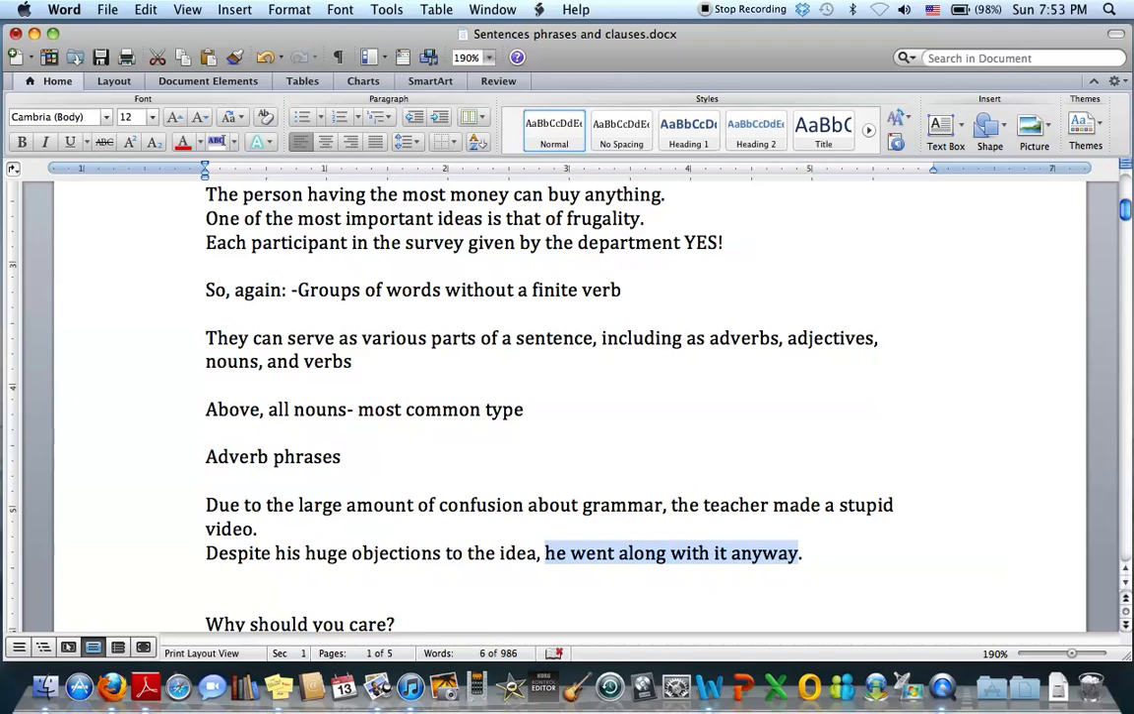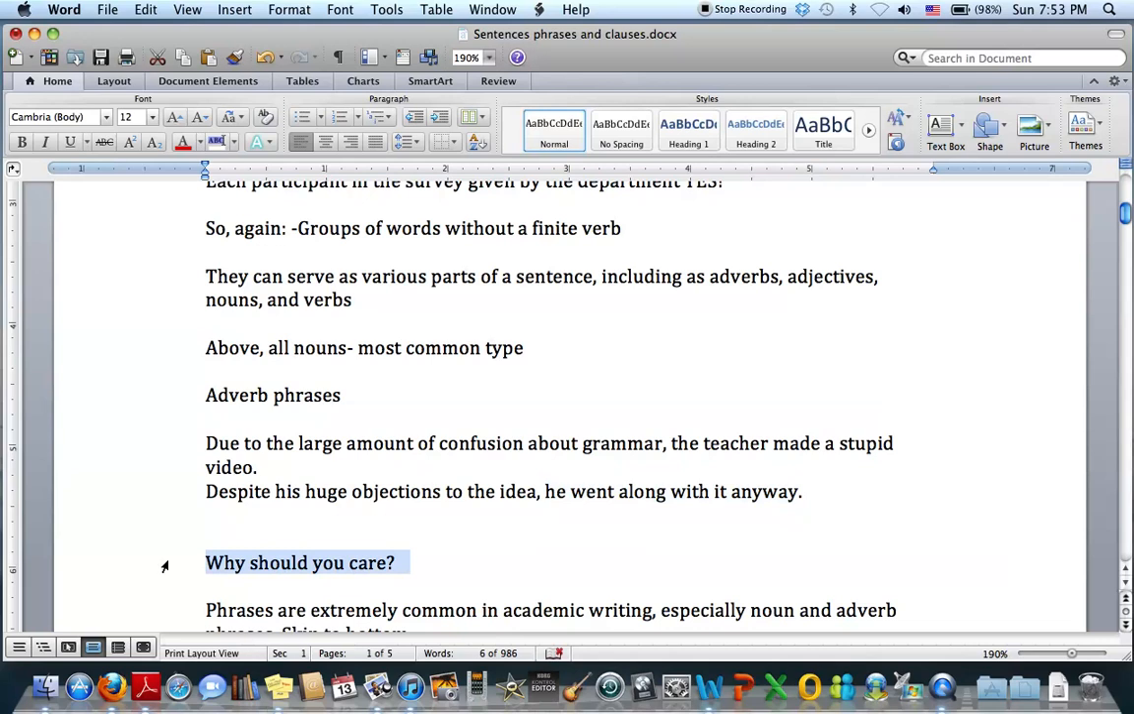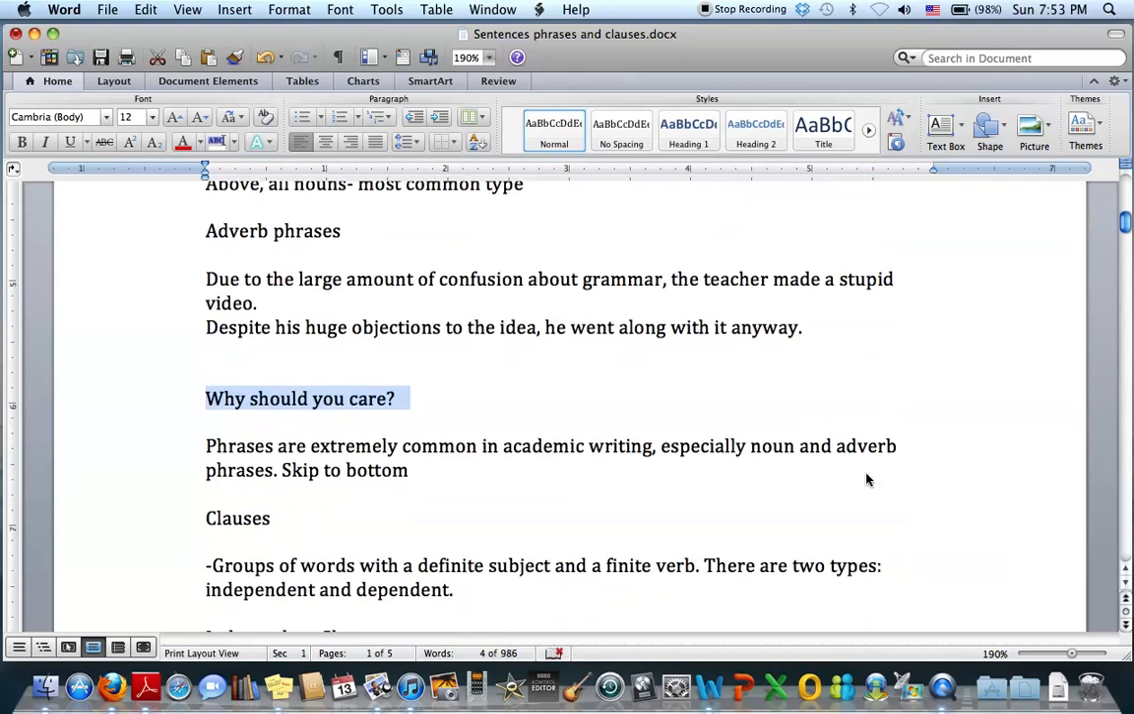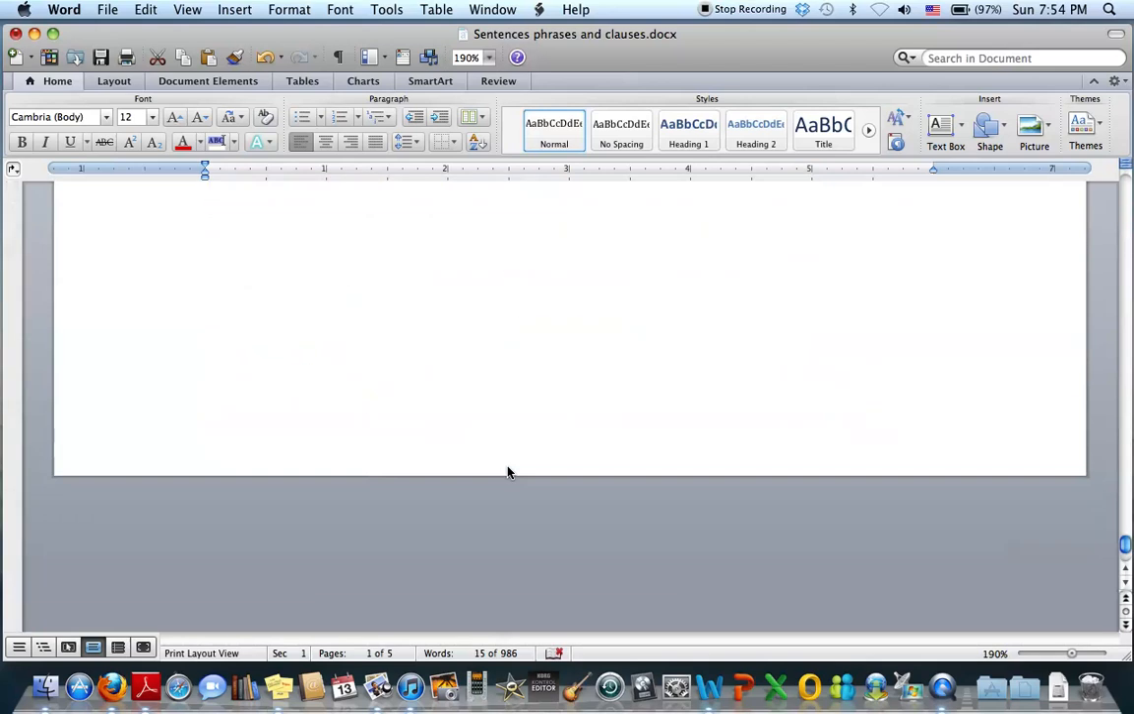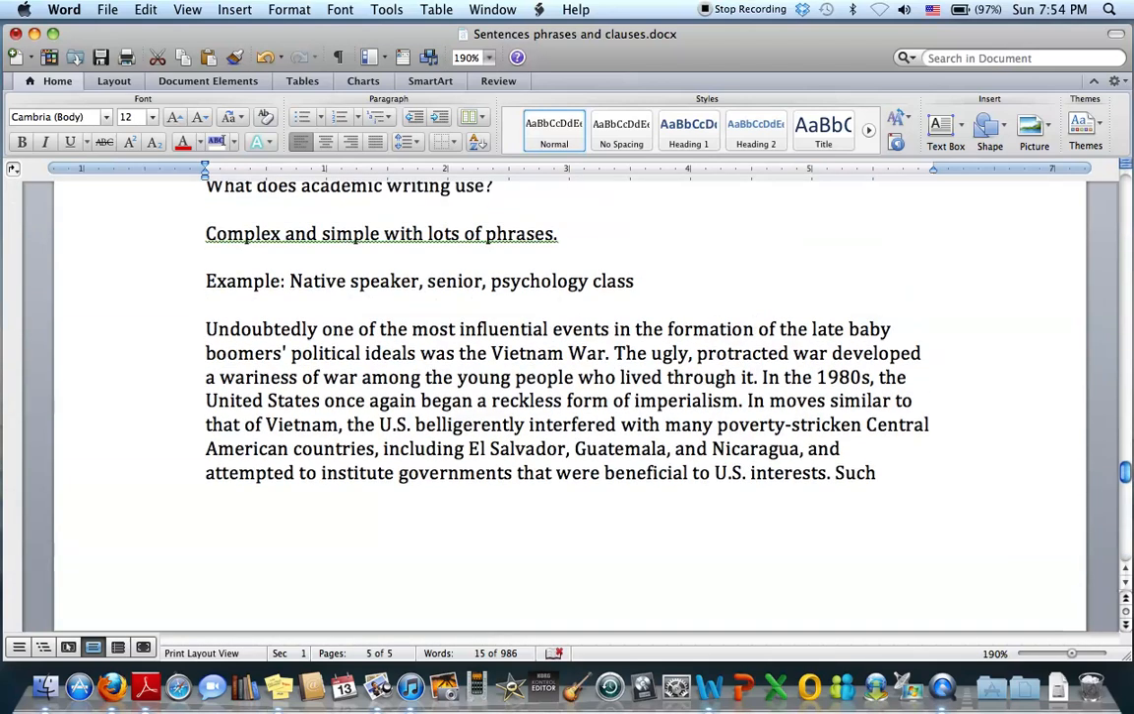Okay, and now comes the important part. Why should you care? Well, pretty simple. Phrases really are extremely common in academic writing, especially noun and adverb phrases. I'll say that again. Phrases are extremely common in academic writing, especially noun and adverb phrases. Now, let's skip down to the bottom and I'll show you what I mean. And we'll come back up briefly.